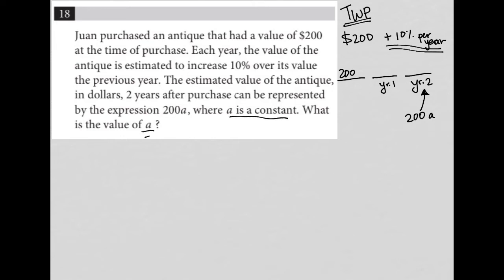What is the value of A? So we're just trying to solve for A here. Like, what is A? So here's what I can do. I can figure out, well, what was the value after 1 year? Well, what is a 10% increase above the $200? Well, 10% of 200 is $20, which means after 1 year, the antique should be worth $220.